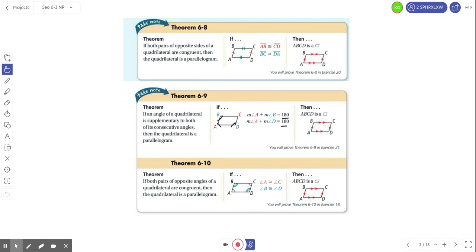Theorem 6.10 is similar. It says, if both pairs of opposite angles of a quadrilateral are congruent, then the quadrilateral is a parallelogram. So if you know B is congruent to D and A is congruent to C, then it's a parallelogram. Okay, so those are 3 ways, and now we're going to look at how we can answer some questions using those 3 ways.